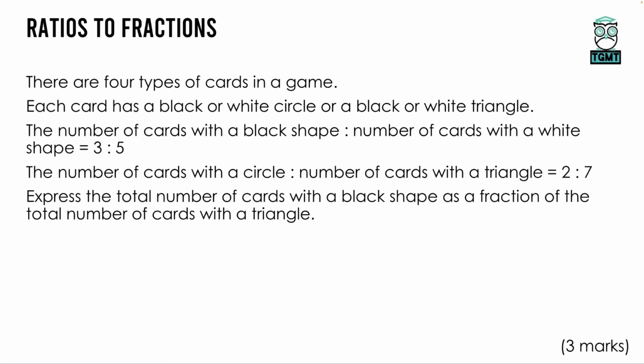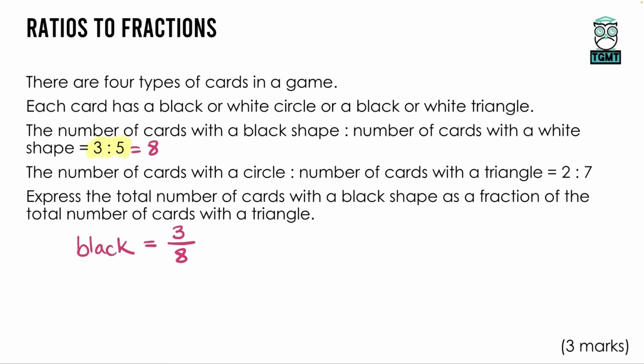Now looking at our ratios, we can look at the total number of cards with a black shape as a fraction, because it tells us that here, black to white is 3 to 5. So the fraction of cards that are black shapes, and we can label this down here, the 3 represents the black shape, so it's 3 out of, in total, 8. So that's the fraction of cards that have a black shape on.